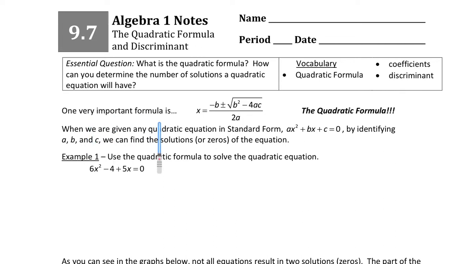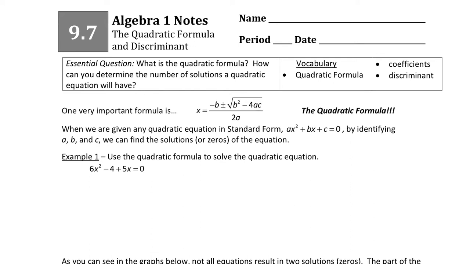We've got a very important formula. It's called the quadratic formula, and it goes like this: x equals negative b plus or minus the square root of b squared minus 4ac, all over 2a. I'm going to put a link right here if you'd like to hear a song for it. I'm not going to make you listen to me sing it, but there are some great ways to remember this formula.